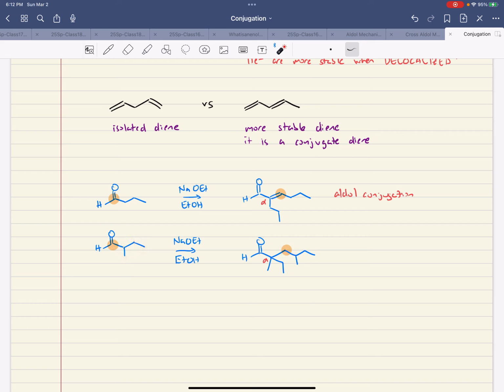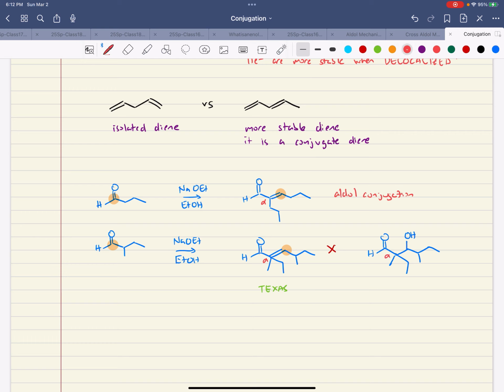Okay. I cannot do this, guys. Yikes. We have a Texas carbon right there, a carbon with 5 bonds. So this is no good. We have to stop at the aldol, and we cannot get conjugation in this case. You know why? Because we have no hydrogen at the alpha position when we get to the aldol product.